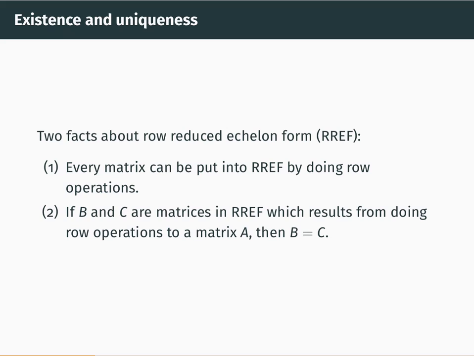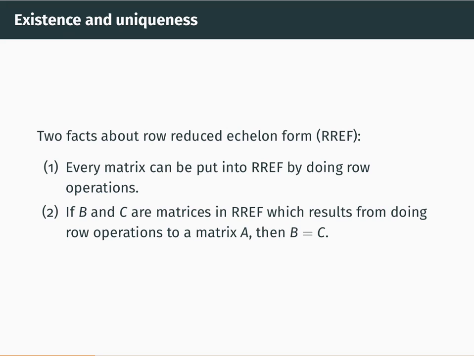Here's 2 facts about row-reduced echelon form. The first fact, which I think is actually quite intuitive, is that every matrix can be put into row-reduced echelon form by doing row operations. What I mean by that is that if you have any matrix at all, then you can do a sequence of row operations to that matrix which finish up with a matrix which is in row-reduced echelon form. That becomes more convincing the more examples you do, and we're going to do an example on the next page.